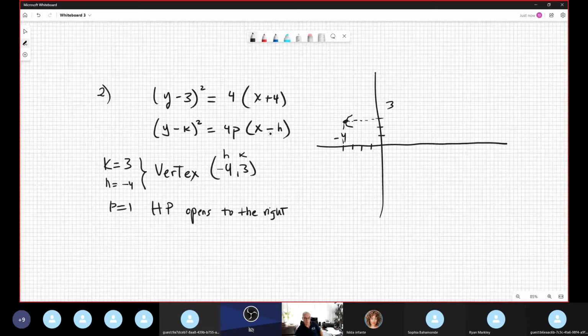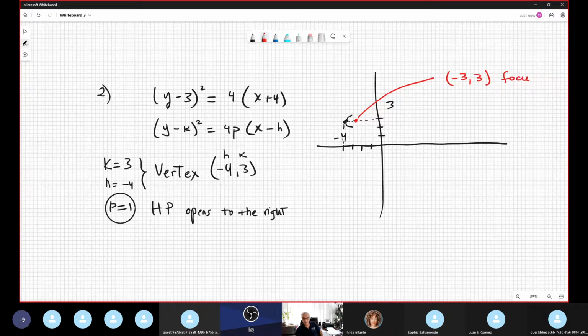Okay, but p is 1. That is an important parameter. p is 1. And the focus is located p distance from the vertex, inside the bound. So in my mind, the focus is here, and this point is (-3, 3). Yes, this is our focus. Only one, no plural.